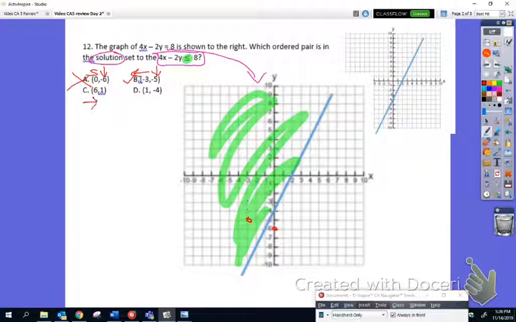6, 1, you go to the right and up 1. So 6, 1, that's definitely a no. And then 1, negative 4, you go to the right and down 4. So 1, 1, 2, 3, 4. That is definitely a no. So the only one that worked was B.